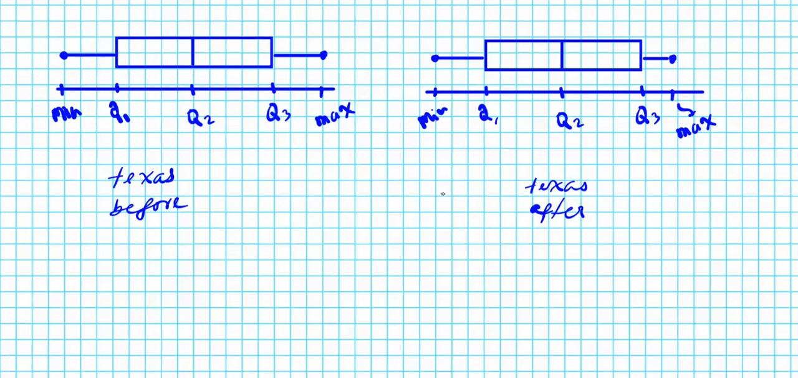Now, how about Texas? What happened in the case of Texas? Population was taken out of the biggest county. So what do you think is going to happen to the maximum, the county with the maximum population? Is it going to stay the same, increase, or decrease? It's going to shrink. So the largest county is going to shrink, so that's going to cause the maximum to shift to the left. So the minimum, Q1, Q2 and Q3 will all remain the same in the case of Texas, but the maximum will shrink.